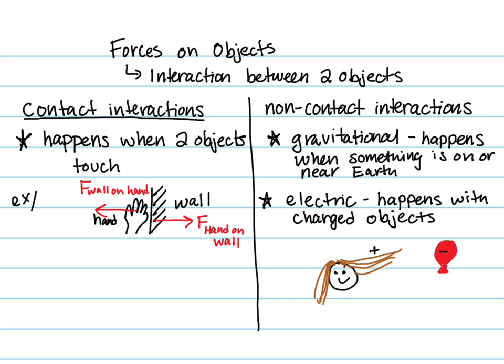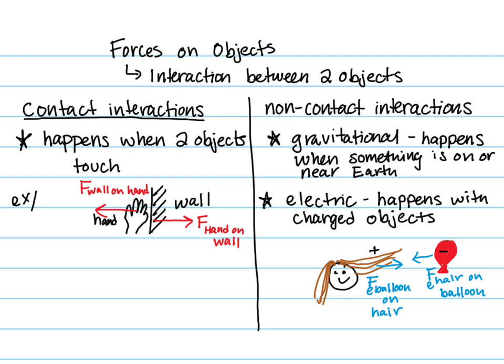So let's say the balloon is negatively charged and the hair ends up being positively charged. And that happens after you rub those two things together. They get charged up by friction. And because they're opposite charges, they attract each other. So the hair feels a force, an electrical force from the balloon, and the balloon feels an electrical force from the hair. And again, these are going to be equal and opposite forces.